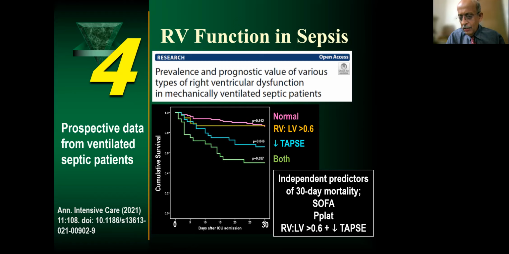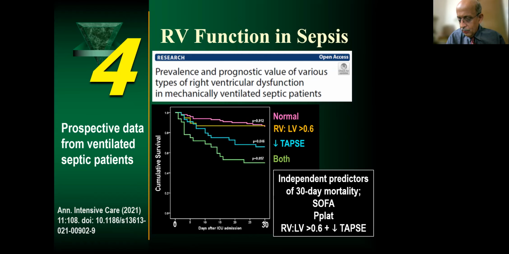And this is not just if you see a right ventricular dilatation or a right ventricular to left ventricular ratio greater than 0.6, but also if there is an associated systolic change in the right ventricular contractility as indicated by a depression in the TAPSE. The combination of a low TAPSE and a high RV-LV ratio is probably a good indicator of bad outcome. So when they both are combined, the cumulative survival is actually a little lower down.